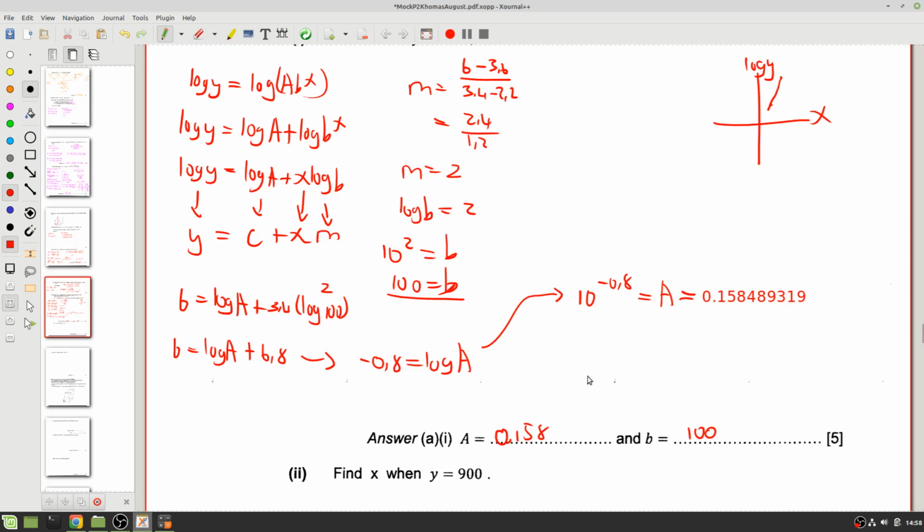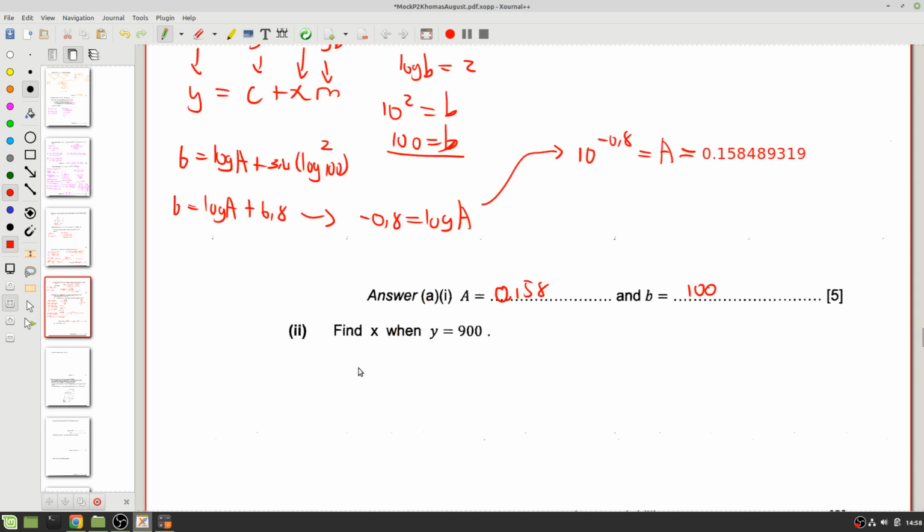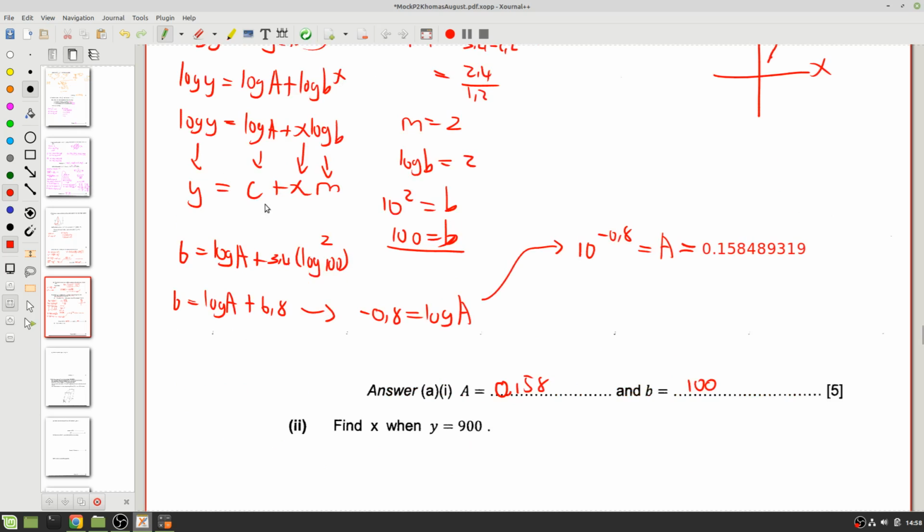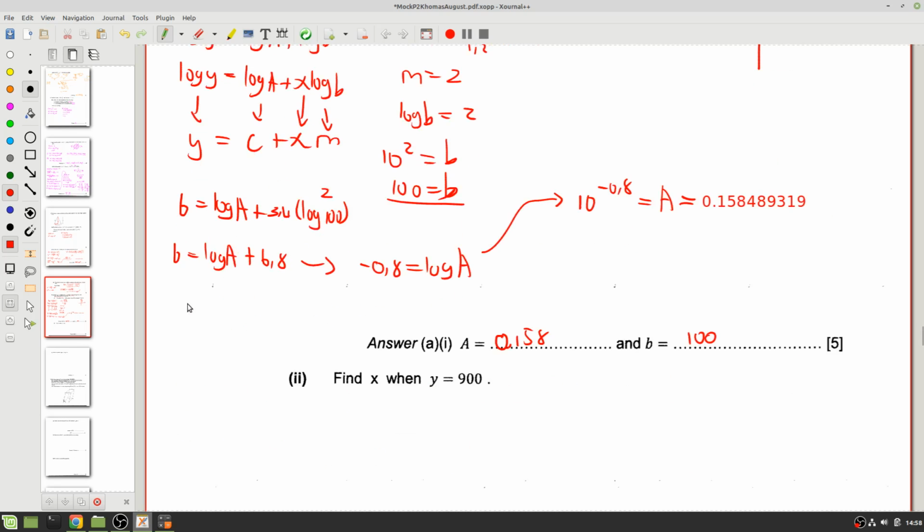Nicely done. Okay, for the second question, find x when y is 100. Okay, so we can choose if we want to substitute that back into this equation or into this one that we found here. That doesn't matter. I'm going to use the logs from the start. Okay, so I'm just going to write the equation down again. So log y equals log a, so log of 0.158, the log a, plus x log b. So b is 100.